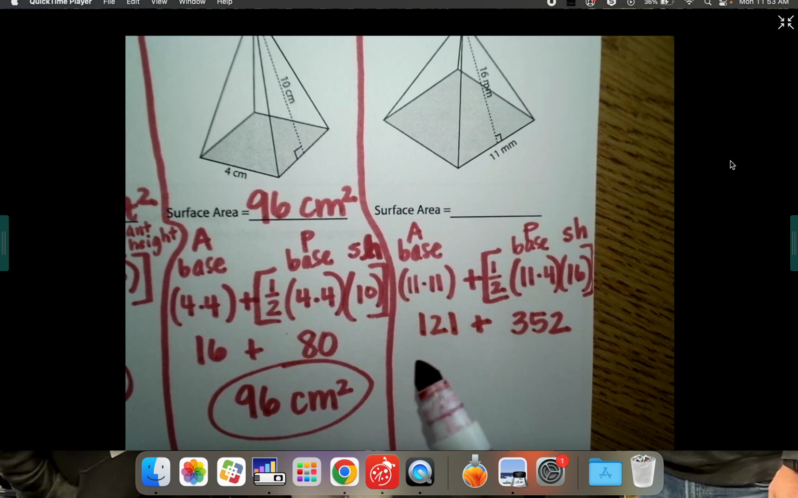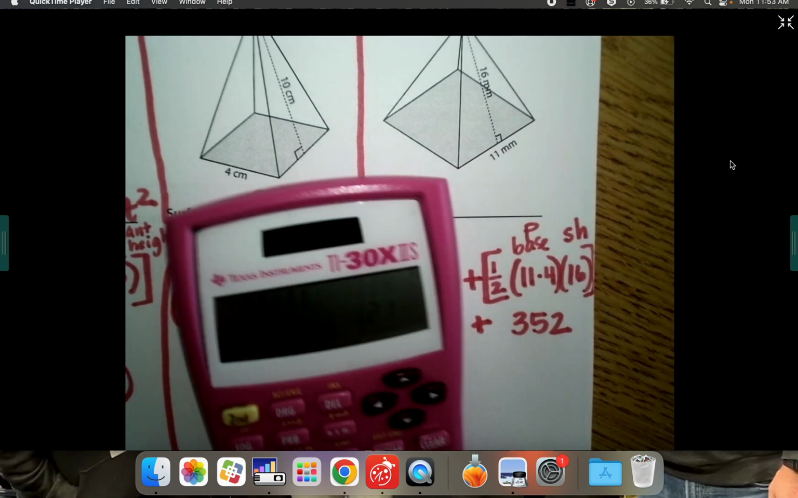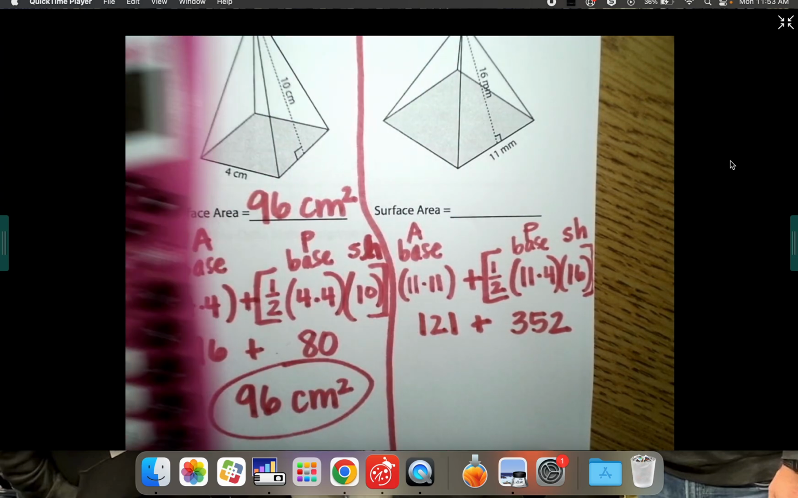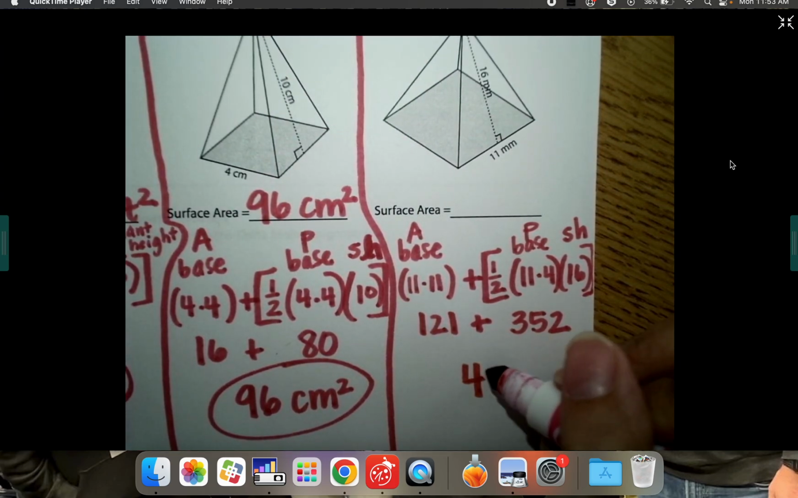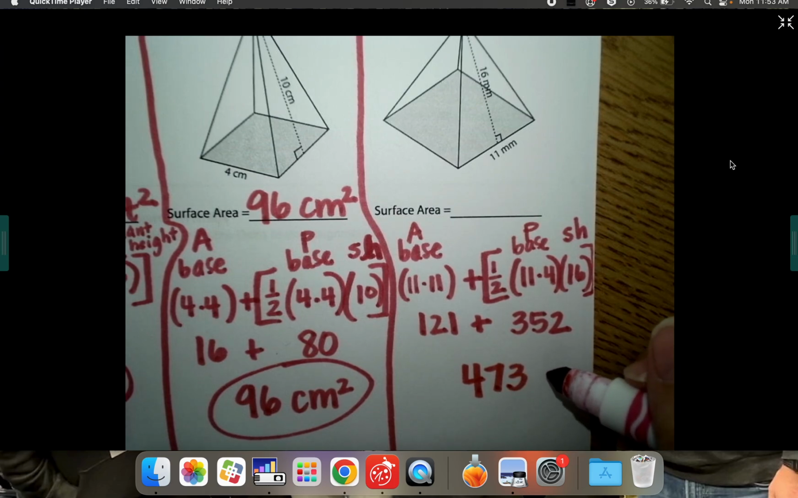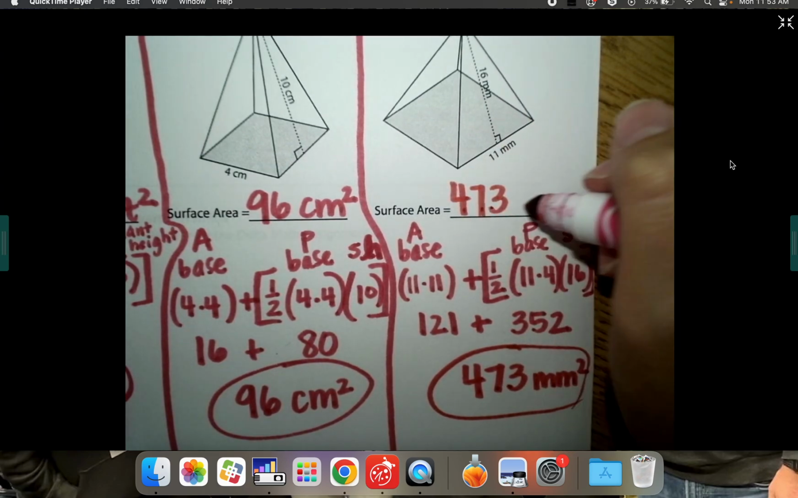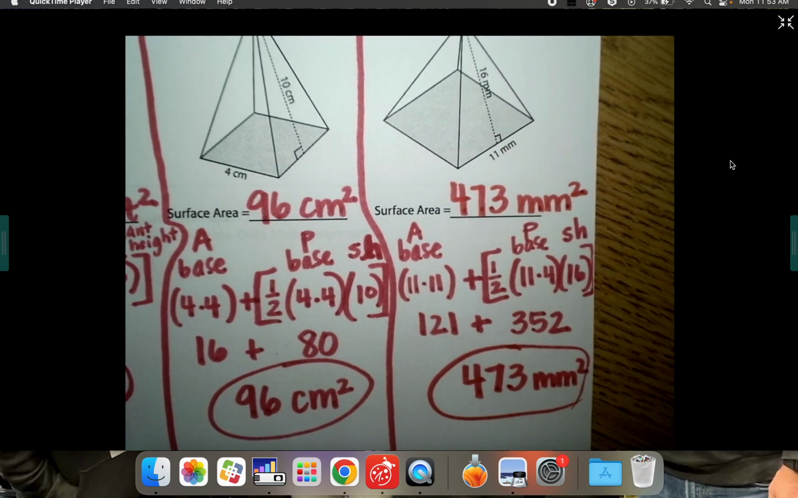So the final thing we do is 121 plus 352. And that is 473. And that is millimeters this time squared. So square millimeters, 473 square millimeters.